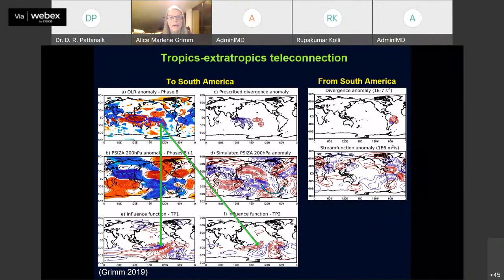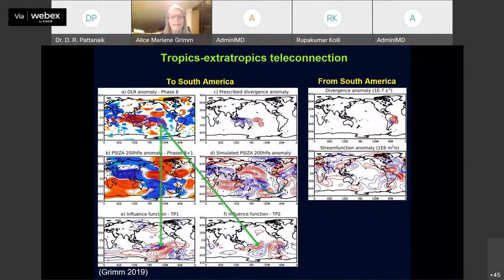Well, which of these convection anomalies here in the Pacific are responsible for forming this wave train, responsible for these anomalies over South America? We used these upper level divergences as forcing in a simple model, and we are able to reproduce this wave train with anticyclonic and cyclonic circulation here.